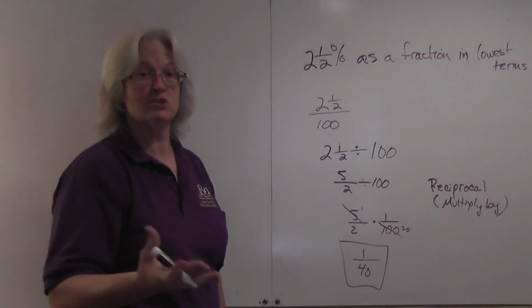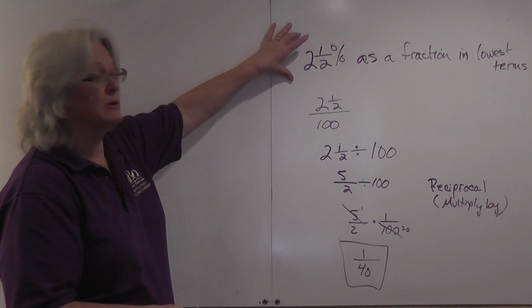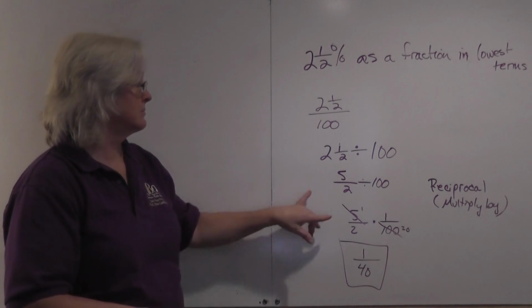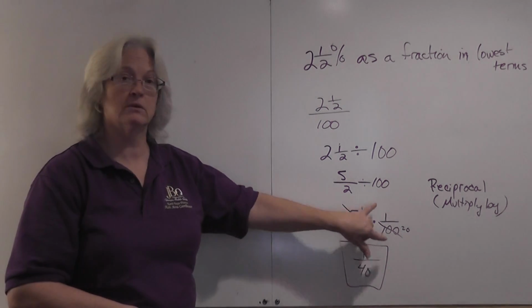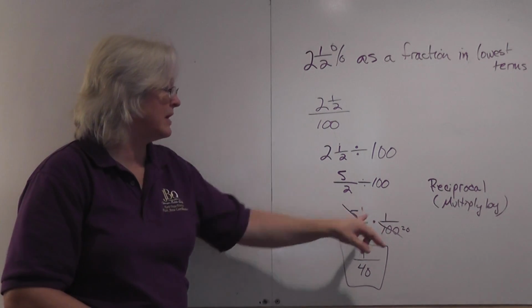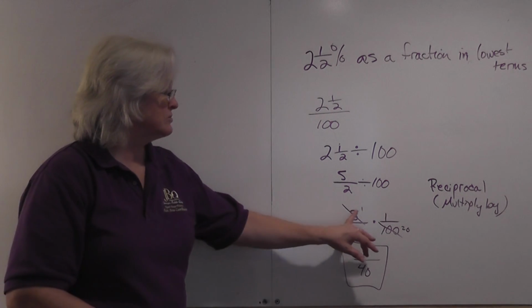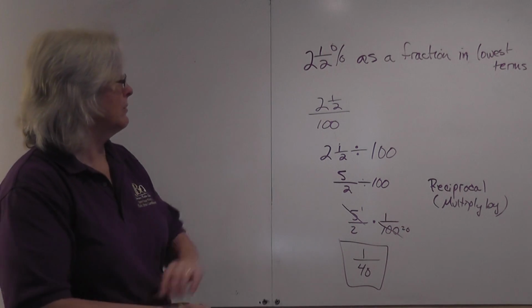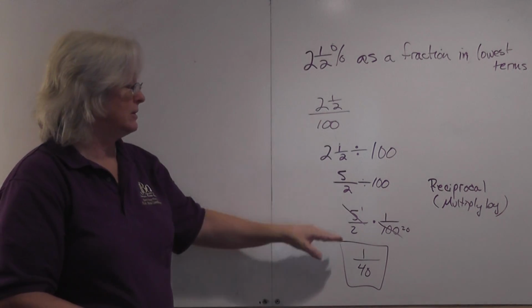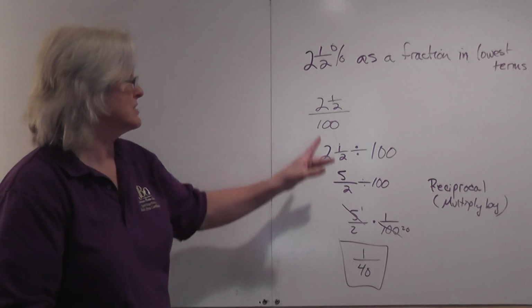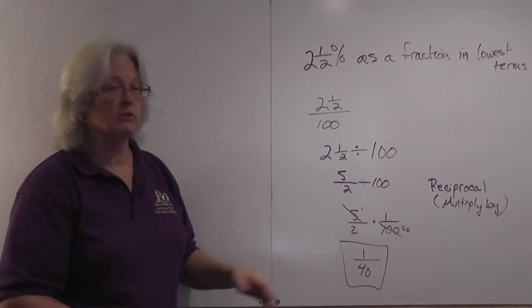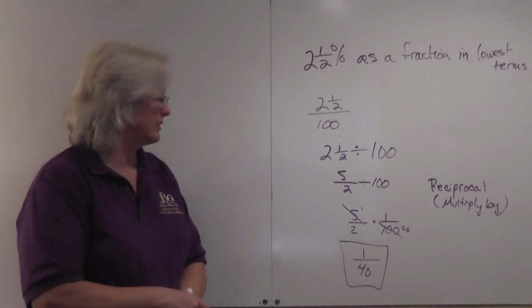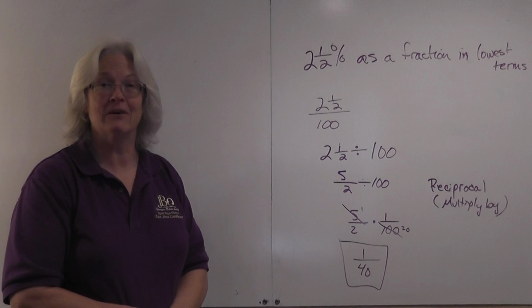What did our problem ask us to do? It said, write 2.5% as a fraction in lowest terms. We had 5 halves times 1 over 100. If we multiplied it out, it would have been 5 over 200. We chose to reduce by canceling common factors before we multiply. So, 2.5% is the same as 1/40th, because it says write as a fraction in lowest terms. 2.5% is 1/40th of a dollar. 2.5 cents would be 1/40th of a dollar if we still had such things as half cents.